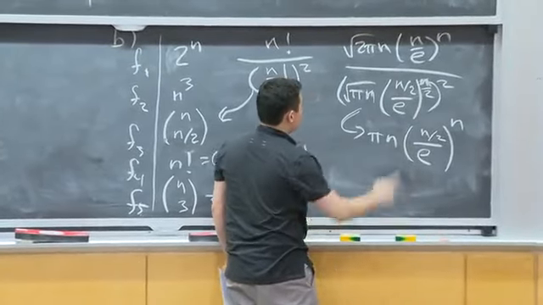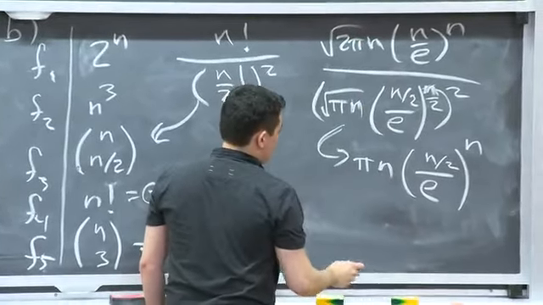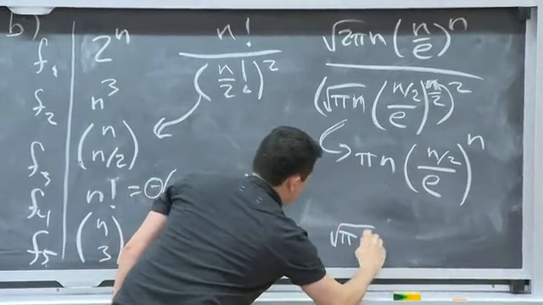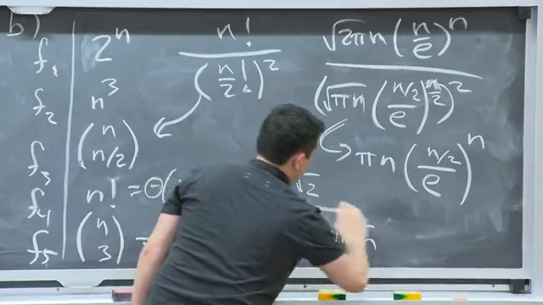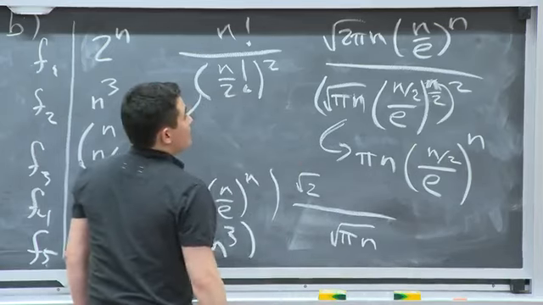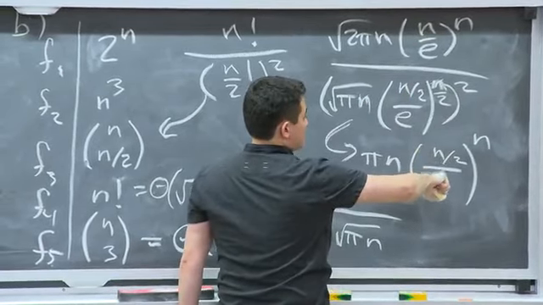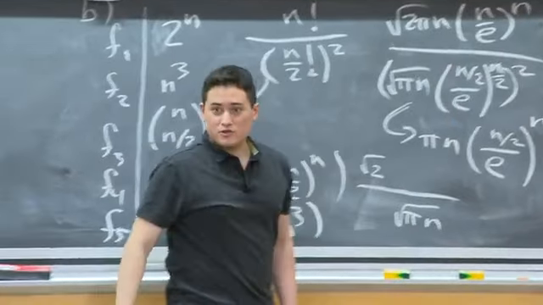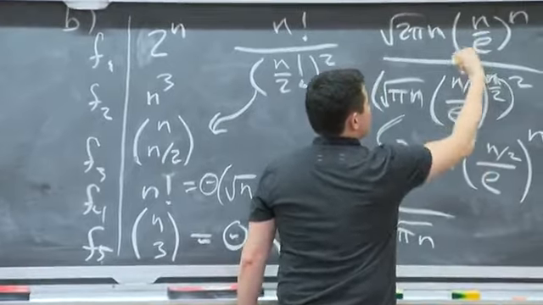How do we simplify? Well, we can cancel out one of the root n's. So we've got square root of pi n down here and square root of 2 up top. And then what do we got? We've got n to the n down here and n to the n up there. So those cancel. We got 1 over e to the n, 1 over e to the n up there.